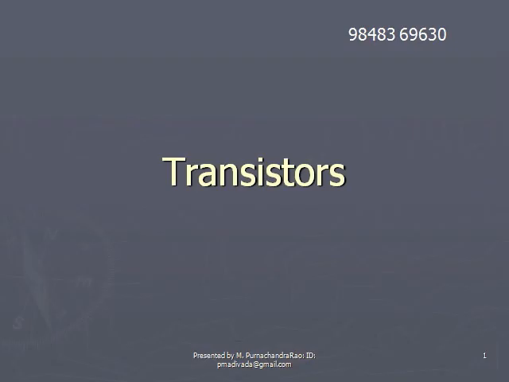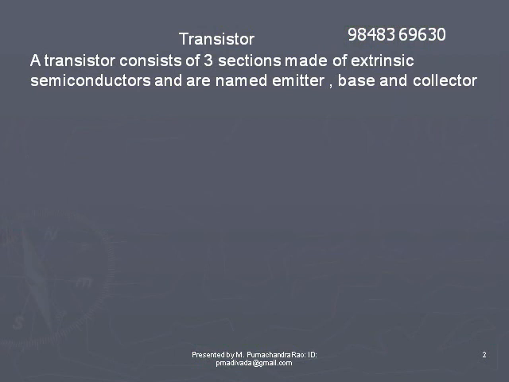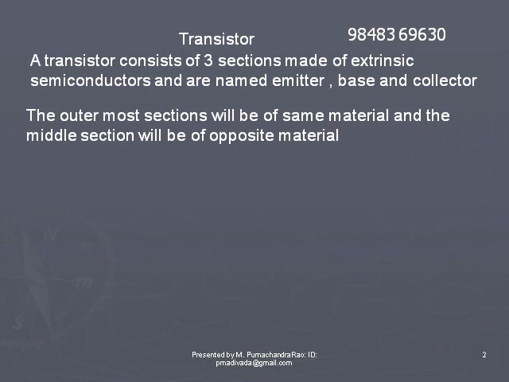Transistor. A transistor consists of three sections, three layers made of extrinsic semiconductors. These three layers are named emitter, base and collector. The outermost sections will be of the same material and the middle section will be of the opposite material.